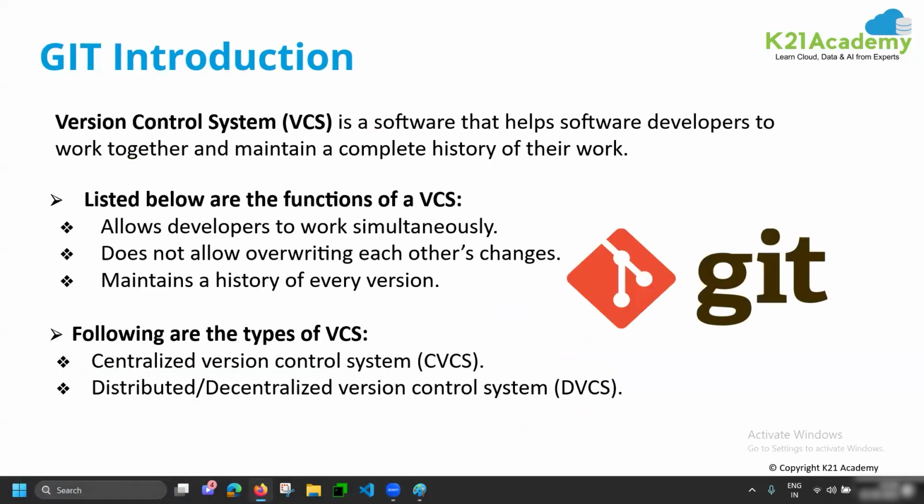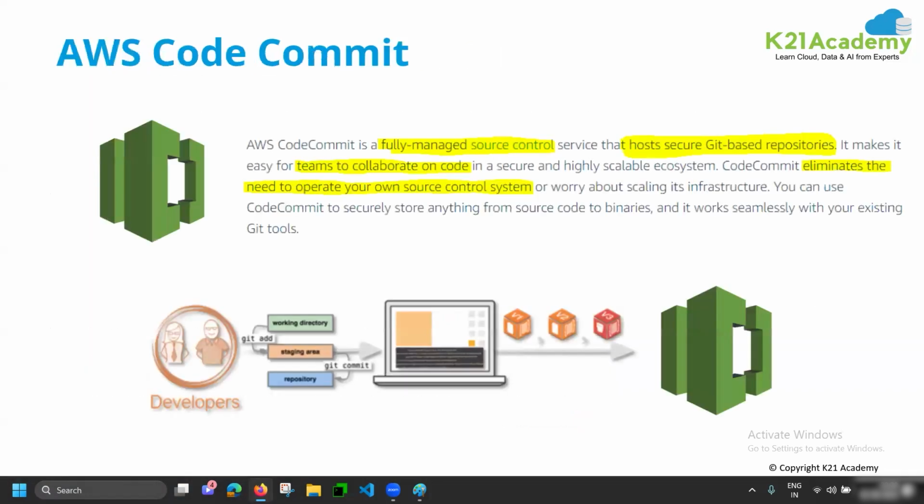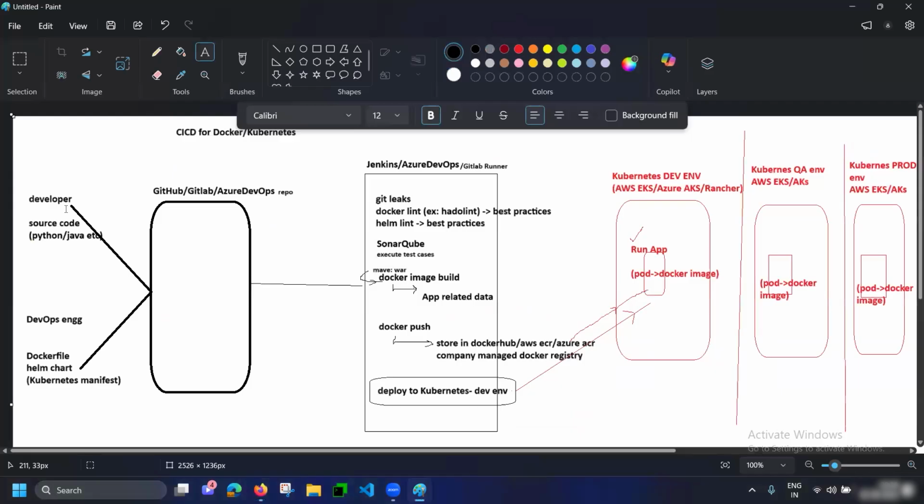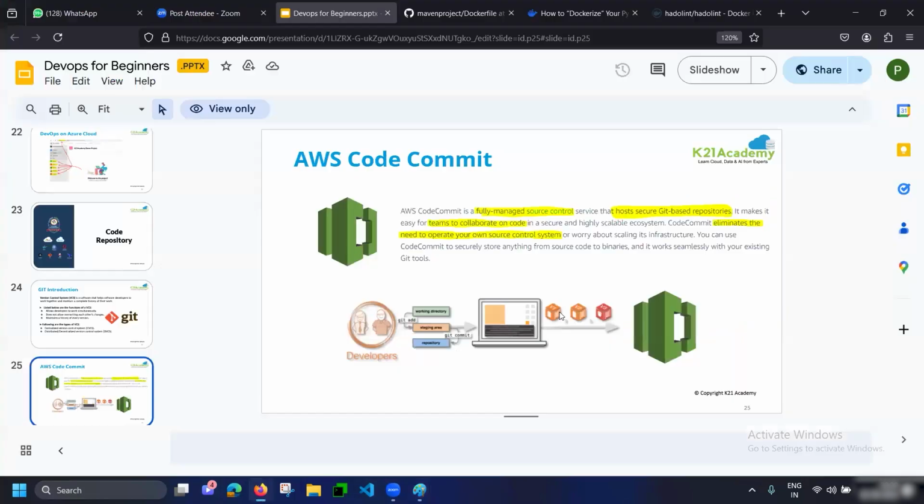Code repository, we talk about Git. So let me go ahead and talk about the tool. We do have CodeCommit as well, which is very much similar to this. The development team can use Git as well as CodeCommit just to push the code to the code repository.